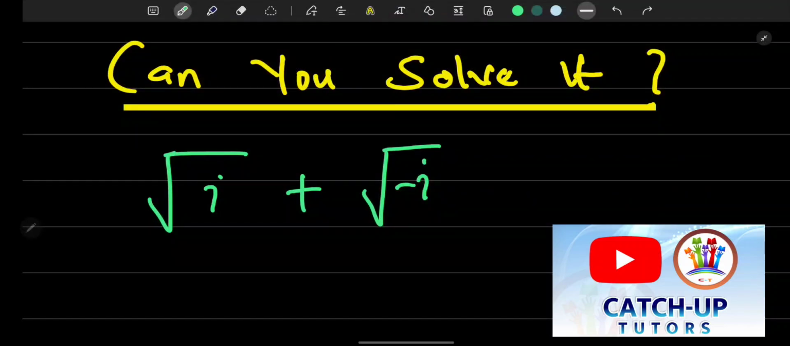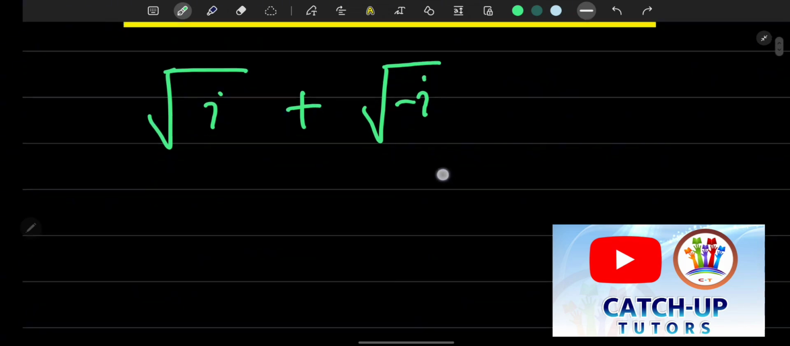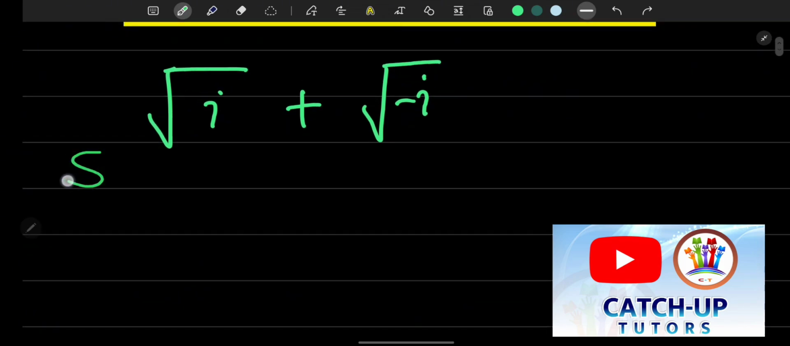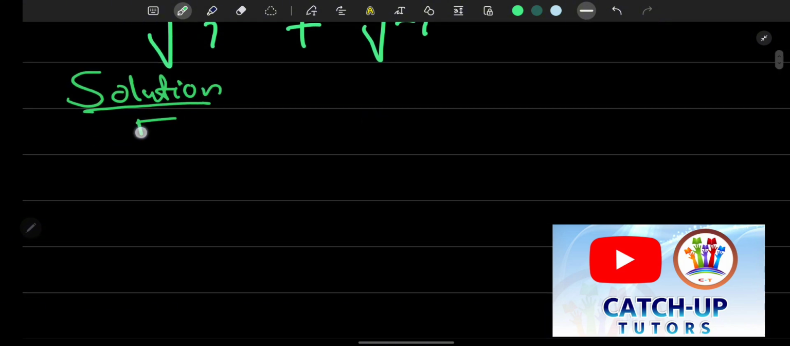Alright guys, we're going to provide a solution to this given question, where you have root i plus root minus i. So, the solution. We are given square root of i plus square root of minus i, and we need to find the value of this.